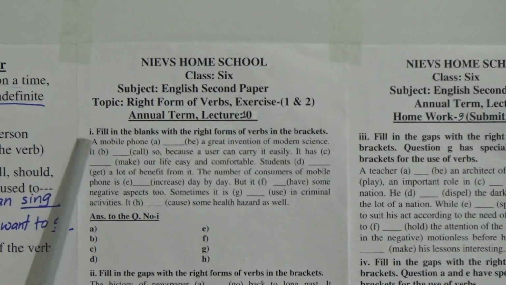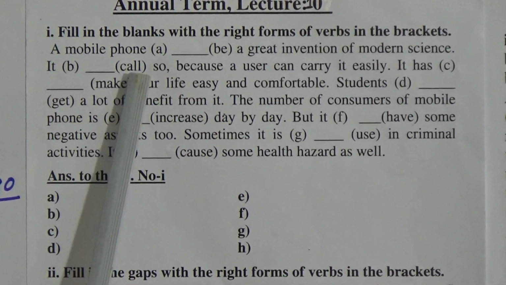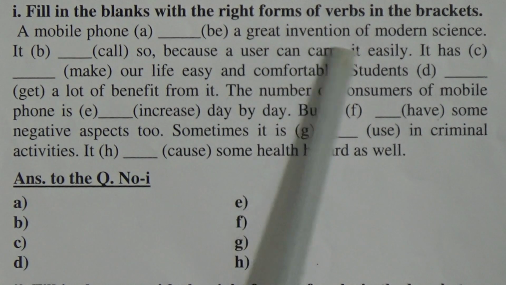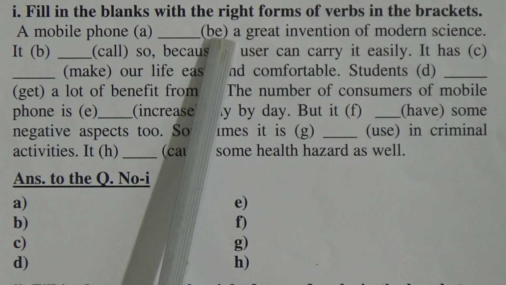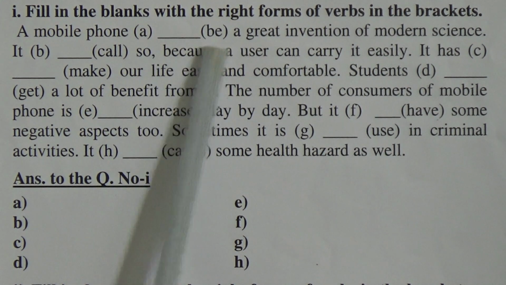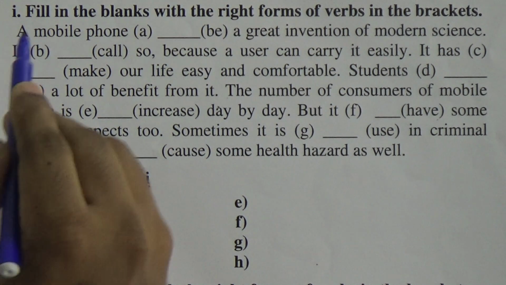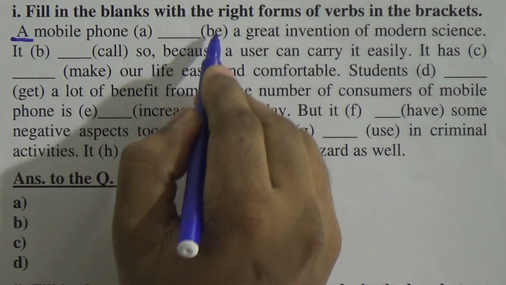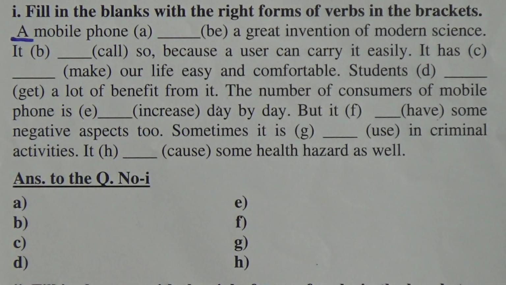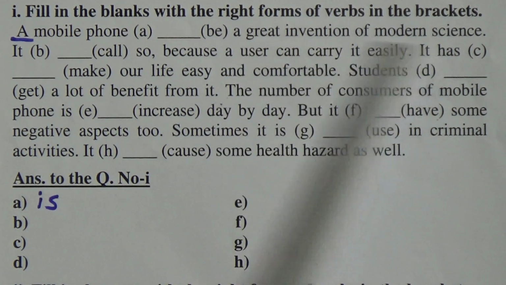Exercise 1. Fill in the blanks with the right form of verbs in the bracket. A mobile phone, be, a great invention of modern science. So be means am, is, are, was, were. Okay, am, is, are, was, were. So a mobile phone. How many mobile phone? A mobile phone. So the verb will be is. So we will write is in the answer. So a mobile phone is a great invention of modern science.